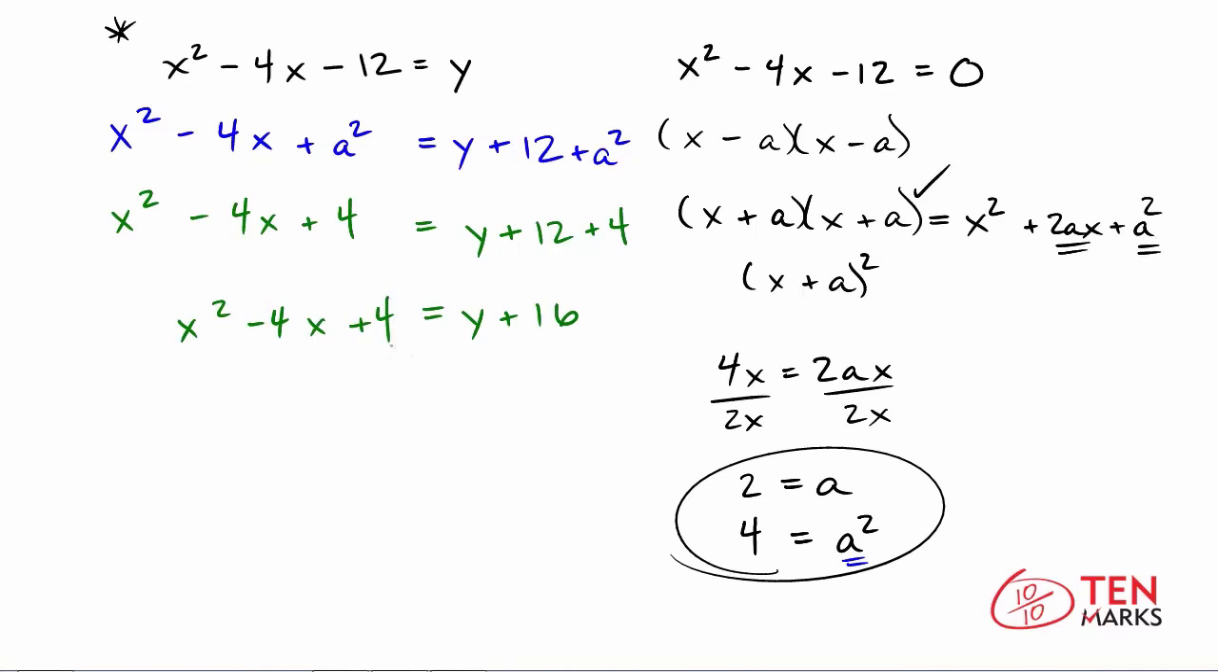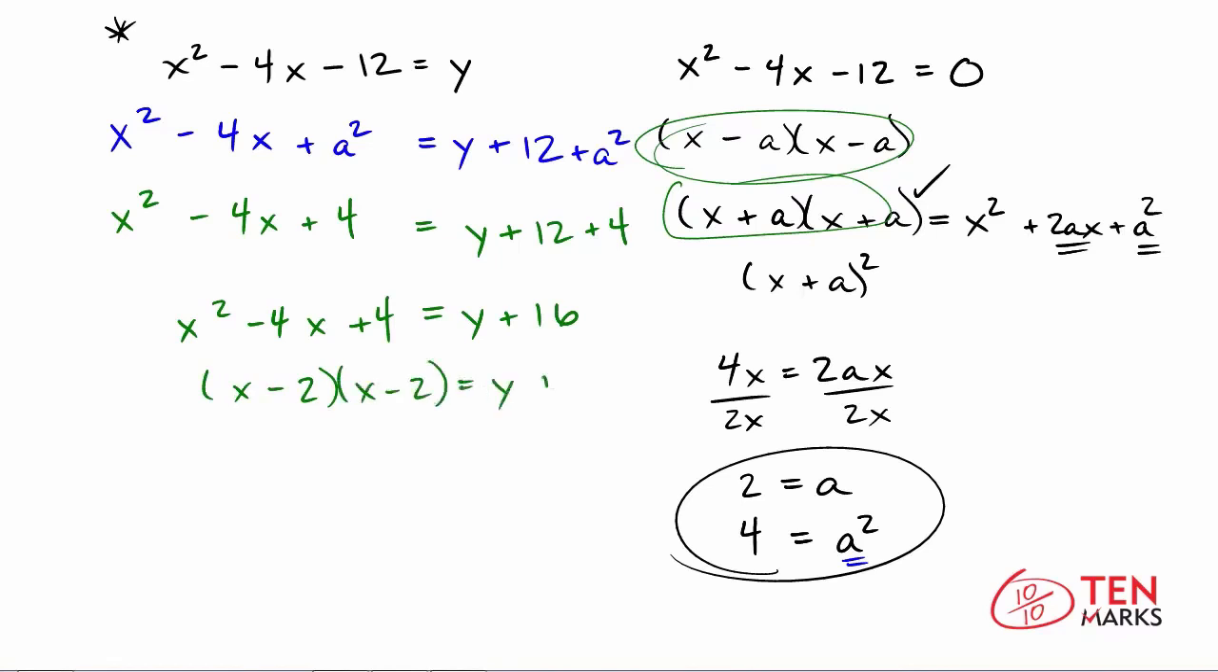Nothing changes. Now what I'm going to do is I'm going to factor the left side. When you factor, this is a perfect square, so it's going to come down to something like what I've shown you here. So when you factor this, you get x minus 2 times x minus 2 equals y plus 16. And you can rewrite the left side as x minus 2 squared equals y plus 16. Now to finish writing this in vertex form, you're going to subtract 16 from both sides. So you get x minus 2 squared minus 16 equals y.